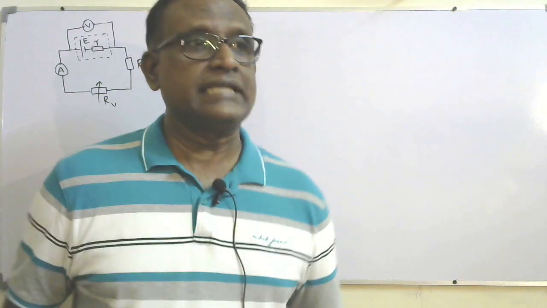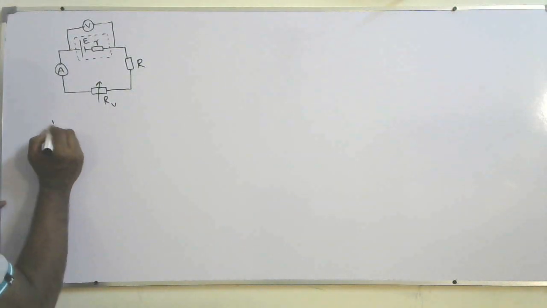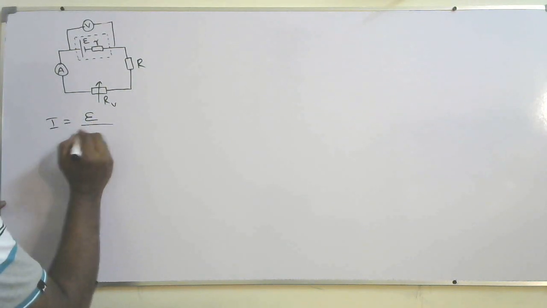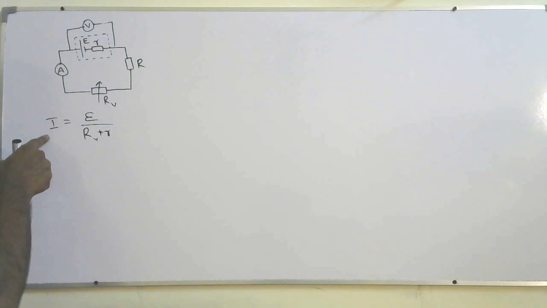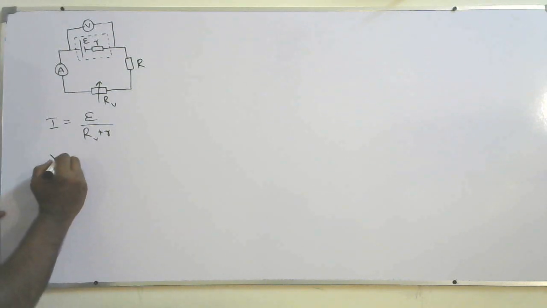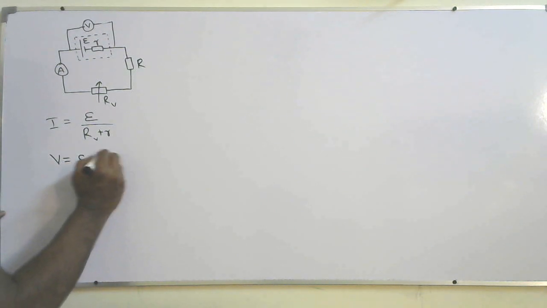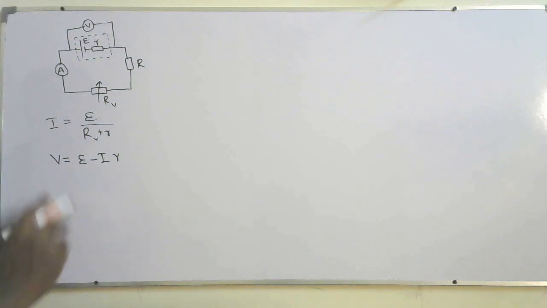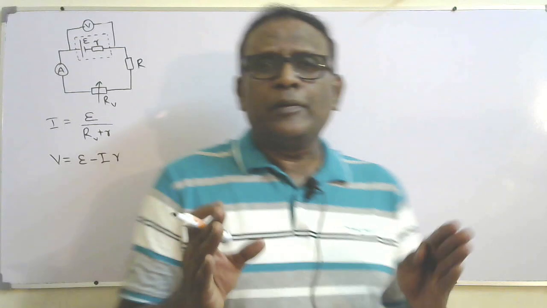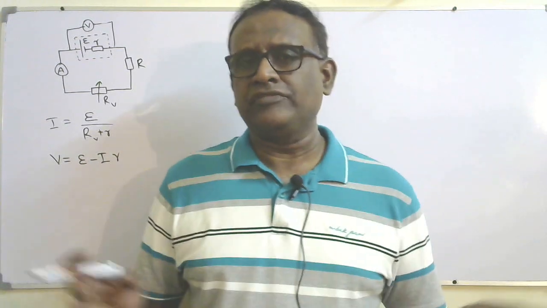Current flow is given by I equal EMF over RV plus R. So when RV is changed, current flow will change. When current flow changes, the terminal potential difference V equal E minus IR. So when I changes, terminal potential difference will change. So this is a very simple practical. I can finish it in 15-20 minutes.